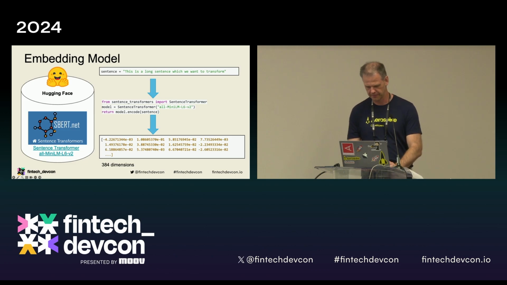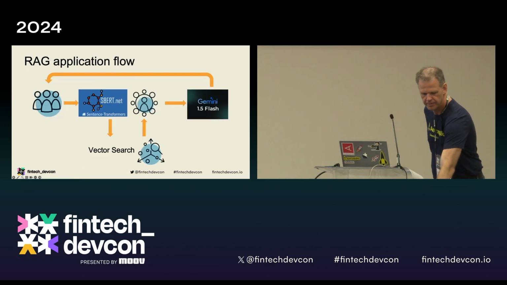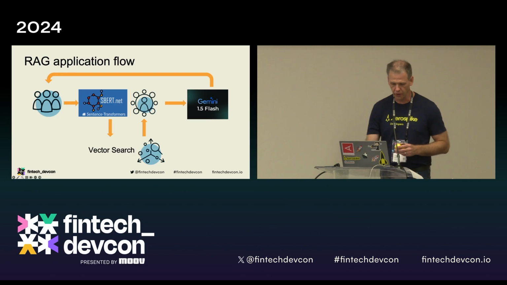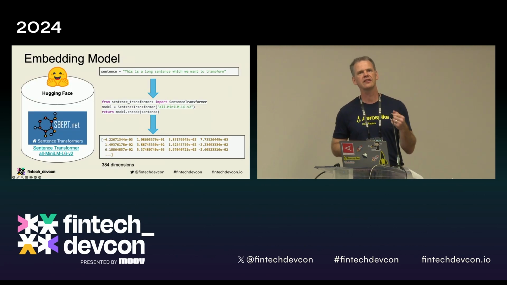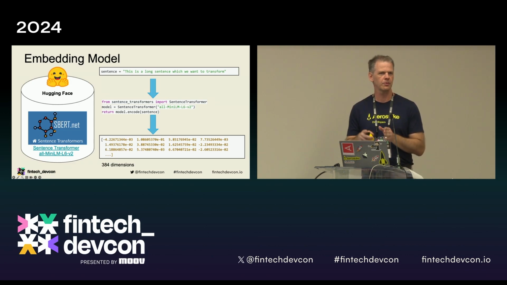With those models, or the transformers rather, could you mix and match those, or would it be up to you? Are they compatible with each other? No. A transformer has a purpose. It is designed to do something. So in this case, this transformer is designed to take sentences or small amounts of text and turn them into a vector of 384 dimensions.